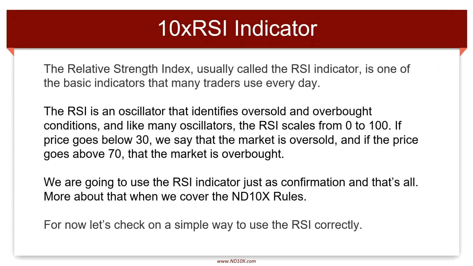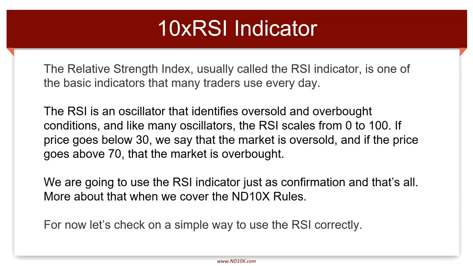10x RSI indicator. The relative strength index, usually called the RSI indicator, is one of the basic indicators that many traders use every day. The RSI is an oscillator that identifies oversold and overbought conditions, and like many oscillators, the RSI scales from 0 to 100. If price goes below 30, we say that the market is oversold, and if it goes above 70, that the market is overbought. We are going to use the RSI indicator just as confirmation, and that's all.